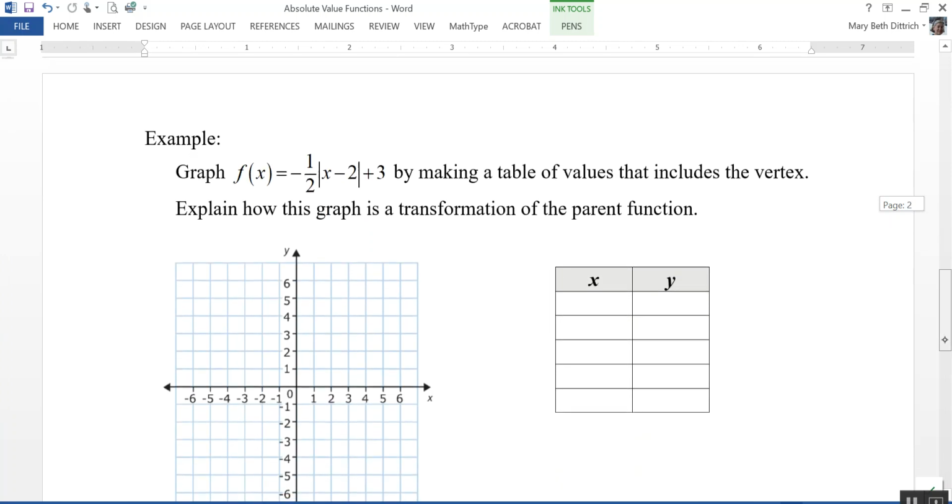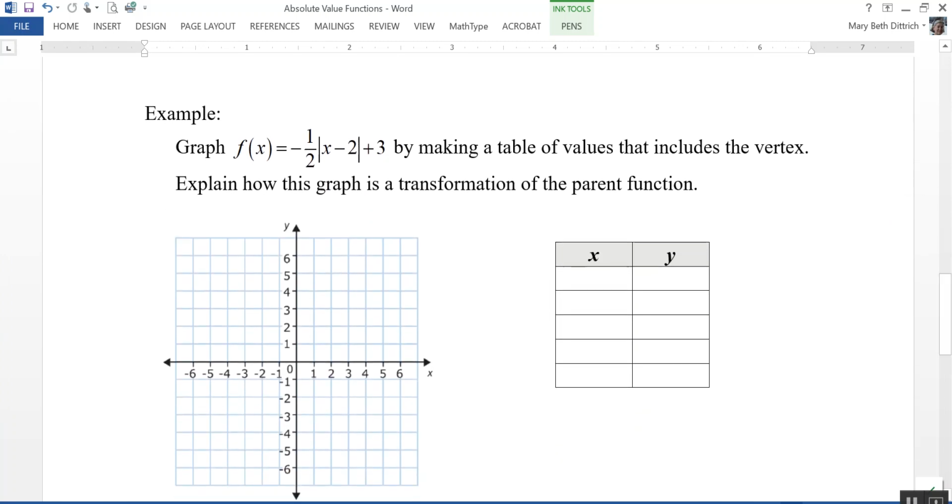So I need to graph this absolute value function. That's f of x equals negative 1/2 times the absolute value of x minus 2 plus 3 by making a table of values that includes the vertex. Then I need to explain how this graph is a transformation of the parent function. So the first thing I'd like to do, that looks really messy. I mean, wouldn't it be a lot nicer if it were just y equals the absolute value of x? But instead I've got a number out front being multiplied, I have a number being subtracted from x, and then I have a number being added out here.